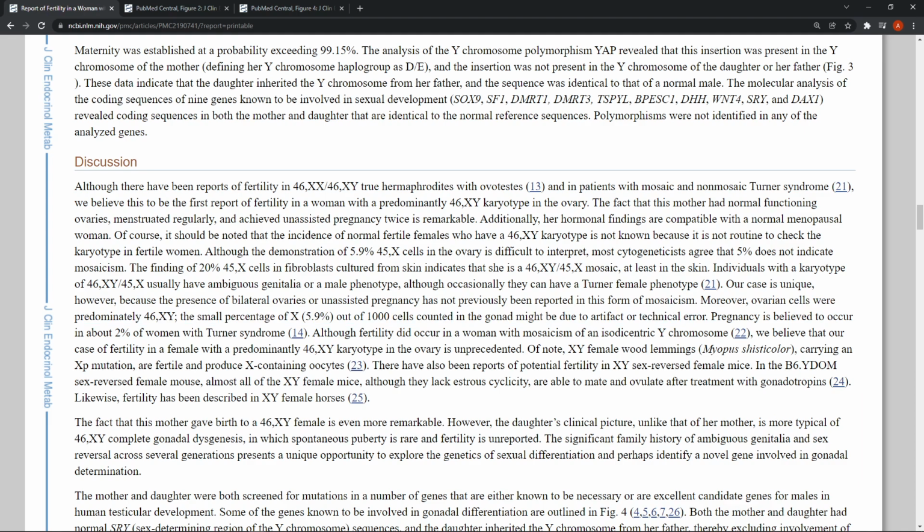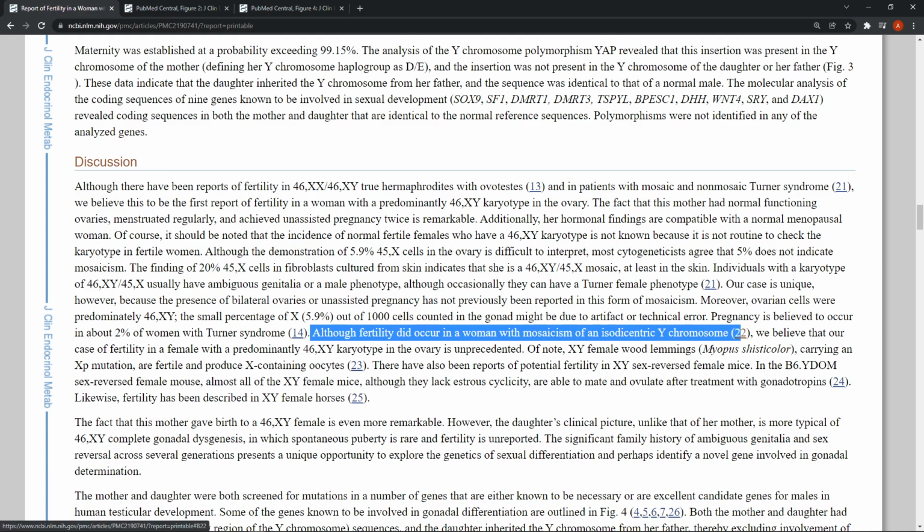Could just be 100% XY. So pregnancy is believed to occur in about 2% of women with Turner syndrome. Another paper that would be fascinating to read says, "although fertility did occur in a woman with mosaicism of an isodicentric Y chromosome." This is pretty cool.